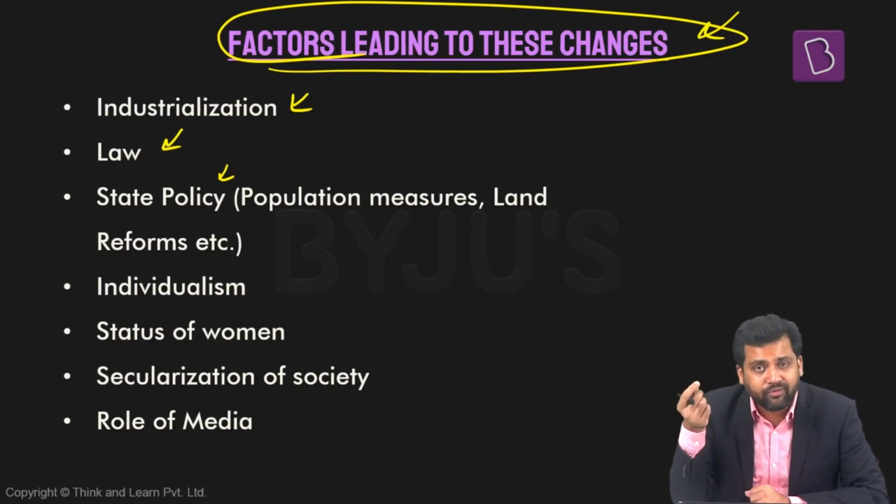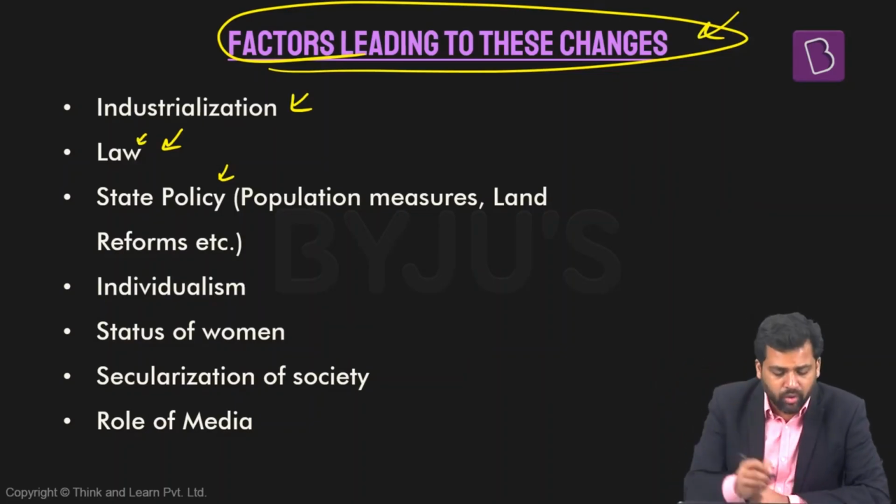Apart from that, what kind of laws do you have for inheritance of property? What kind of laws do you have for divorce? That also has a bearing on family. If women are denied inheritance rights, then women's position will be vulnerable. If divorce laws are very stringent, then again people will find it very difficult to go for divorce. But if the laws are such that it is easy to get a divorce, then again chances of marital breakups might also be high. So state policy plays a role.